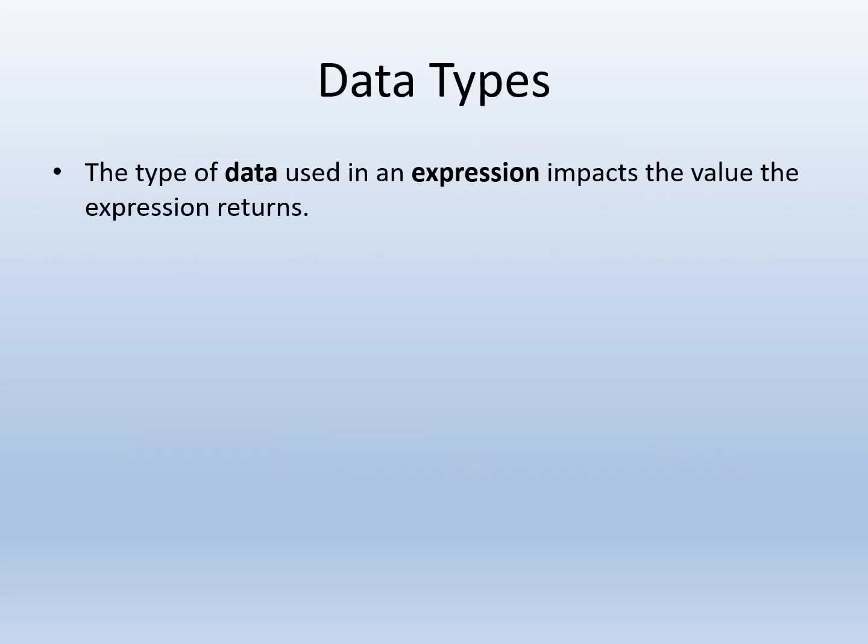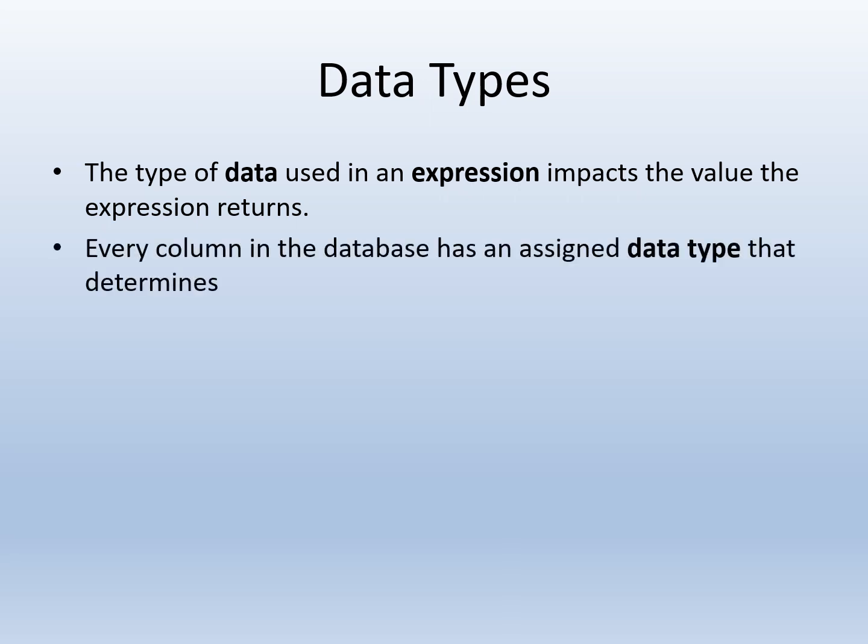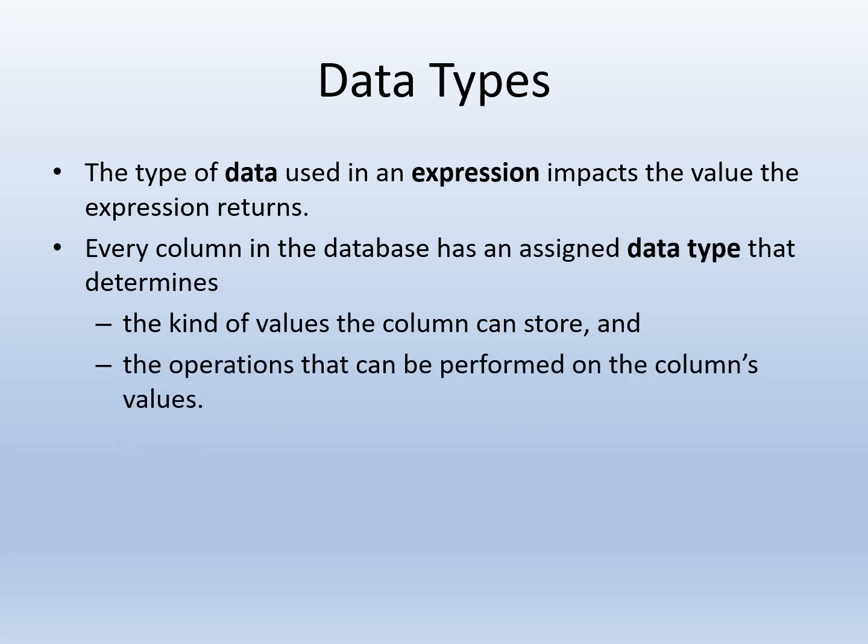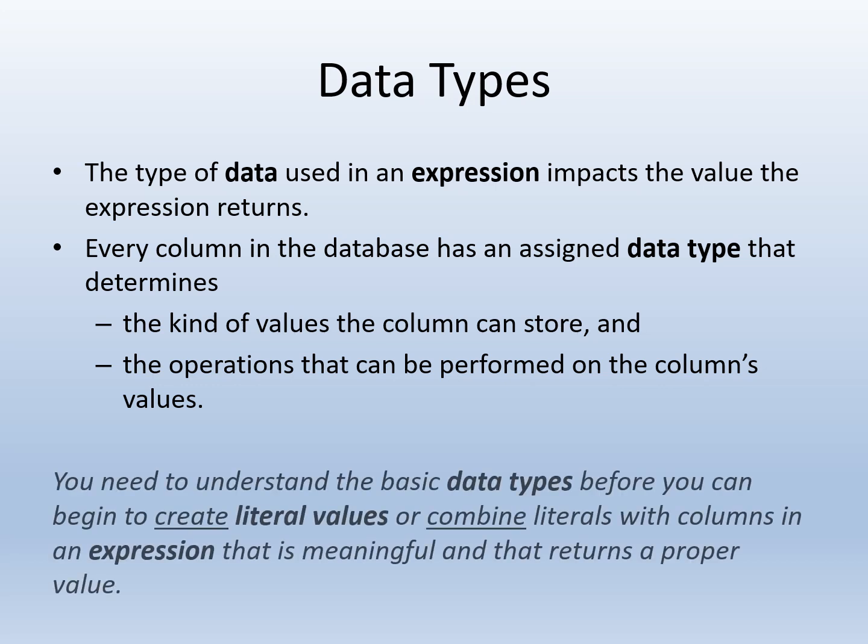The type of data used in an expression impacts the value the expression returns. Every column in the database has an assigned data type that determines the kind of values the column can store and the operations that can be performed on the column's values. For instance, if the data type of a column is numeric, you can perform mathematical operations on that column.